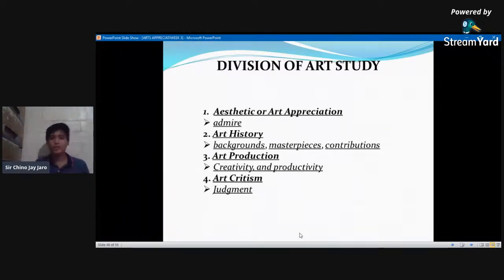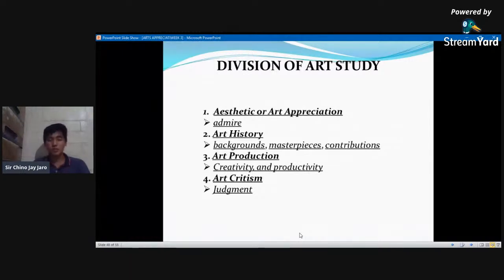For the art history, nagkakaroon tayo ng background knowledge about their works. Kung ano ba yung kanilang factors na ginamit, ano ba yung meaning ng kanilang mga masterpieces, at ano yung kanilang reason, ano din yung kanilang art style na nagkaroon ng contribution sa ating kasaysayan. For the art production, hindi lang mga artist yung ating sinasabihan, pati na rin ang ating sarili para ipakita yung ating creativity at productivity bilang isang student.